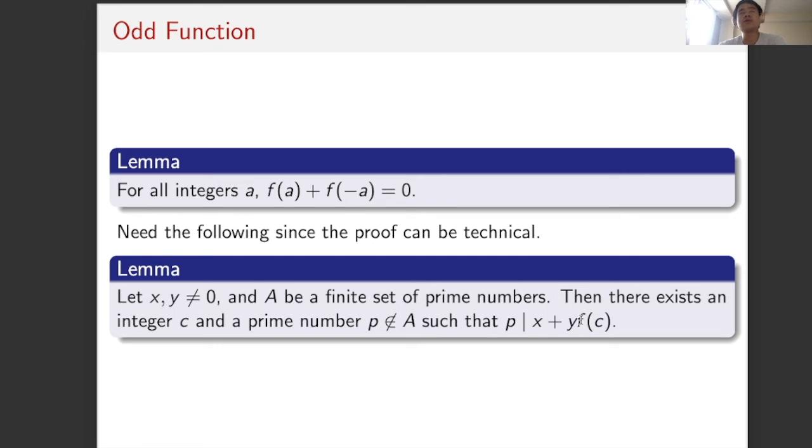And to illustrate how we would show this fact, what we would do is single out one of the factors, say x prime plus y prime f(c), and show that x prime plus y prime f(c) cannot be divided by any of the prime numbers in A. And if x prime plus y prime f(c) is not plus minus 1, then it has to be divisible by some prime number, right? So this prime number must come from outside of A. So that's the whole idea.